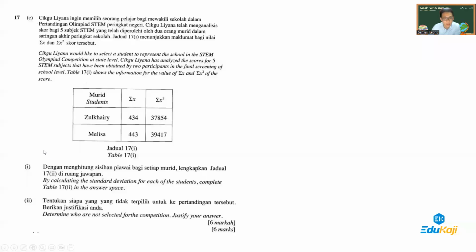And 17C. Cikgu Liana would like to select a student to represent the school in the STEM Olympiad competition at state level. So Cikgu Liana has analyzed the score for 5 STEM subjects that have been obtained by 2 participants in the final screening of school level. So here shows the information, sum of x squared. So first, we want to find standard deviation for each student.